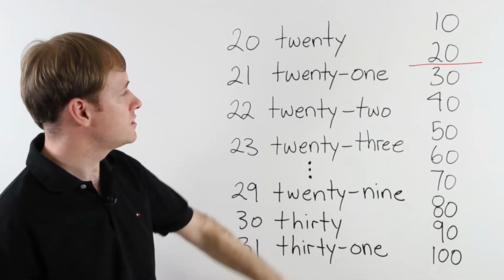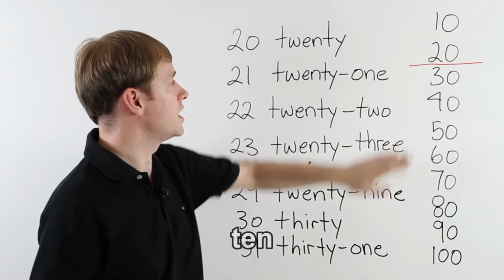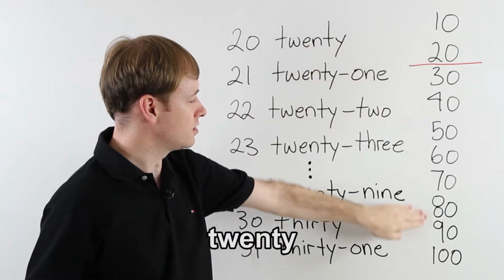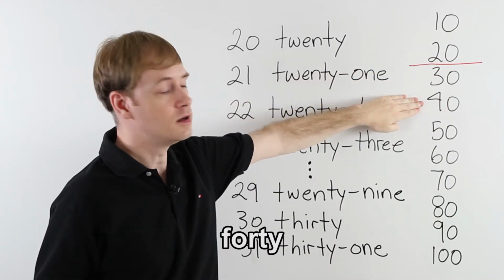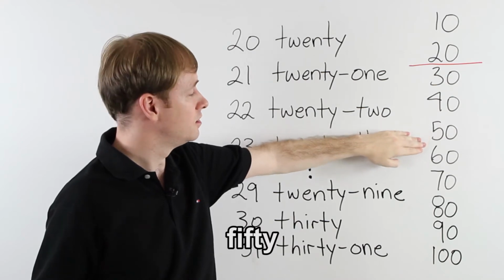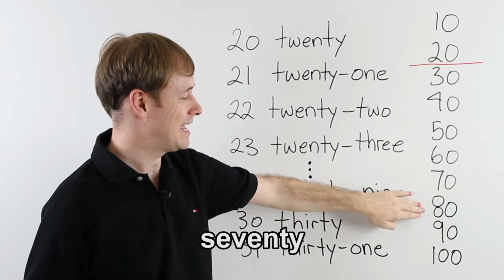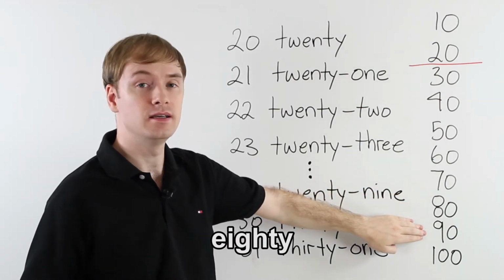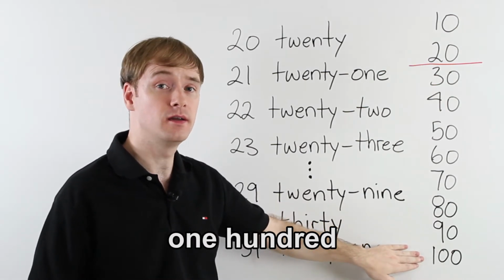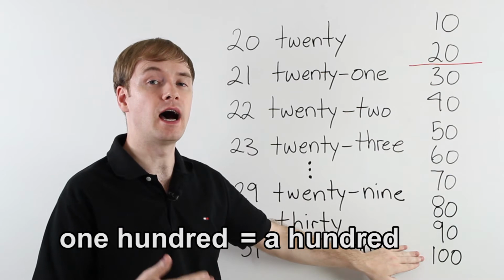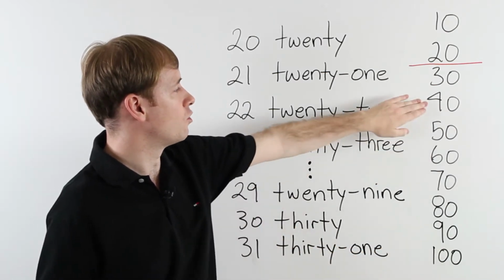Okay, so let's just focus on the tens right now. Now, the first two, we already know. We know 10 and 20. Now let's take a look at these. So of course, 30, 40, 50, 60, 70, 80, 90, 100. Okay, this is 100, but it can also be pronounced 100. Okay, both are okay.